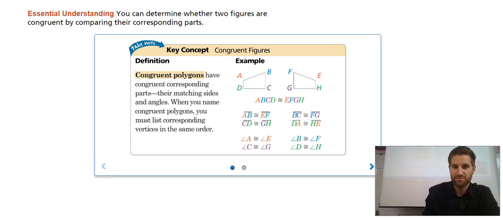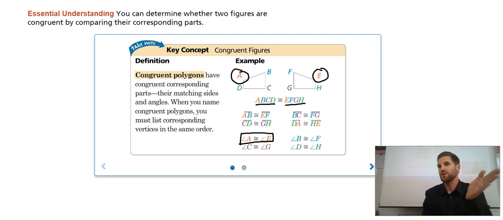Our first key concept is congruent figures. In order for figures to be congruent, we need to have corresponding angles be congruent and corresponding sides be congruent. We can actually find all this out through our congruency statement. The very first letter is going to match with the very first letter of the second one. Notice A and E, these two are corresponding angles, meaning these two angles are going to be congruent.